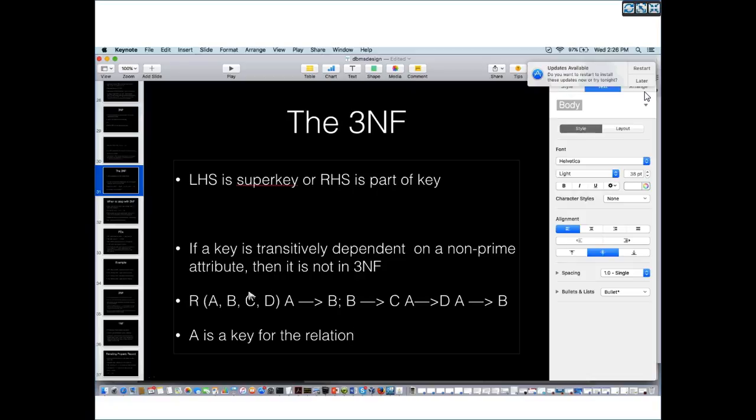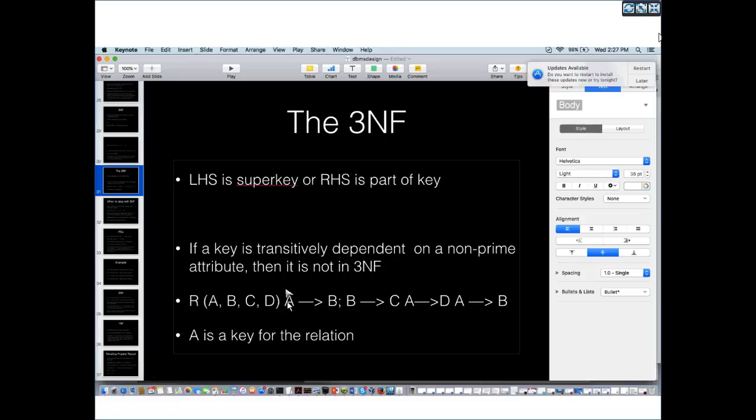non-prime attribute is partially dependent on the key. BCNF says that the key attribute is not transitively functionally dependent on B. So, okay? Right? So this is what we mean by the transitive dependence.